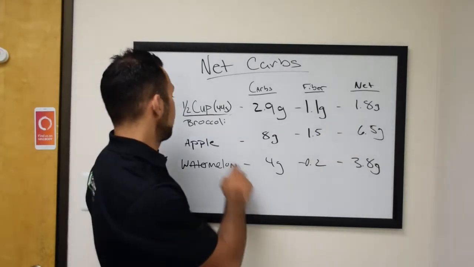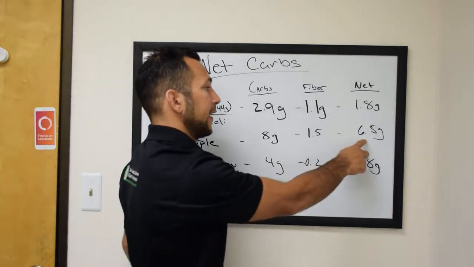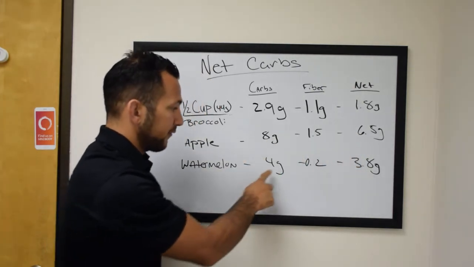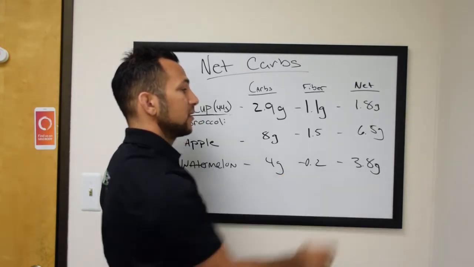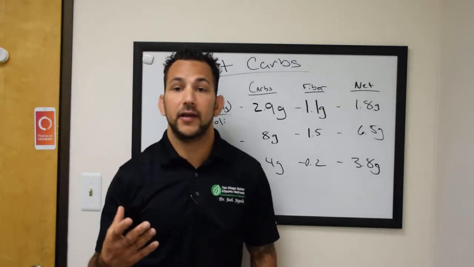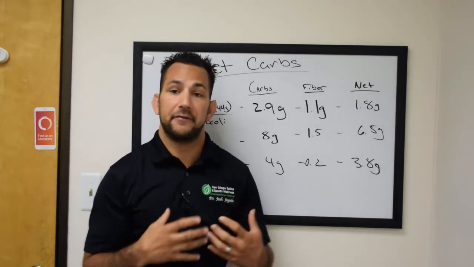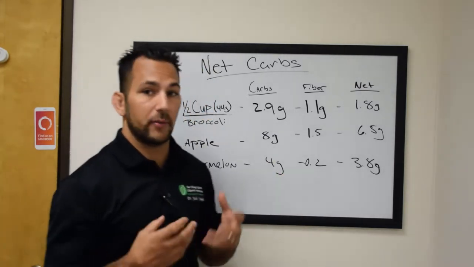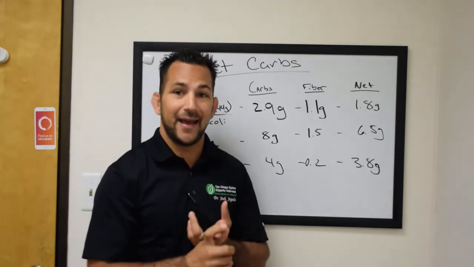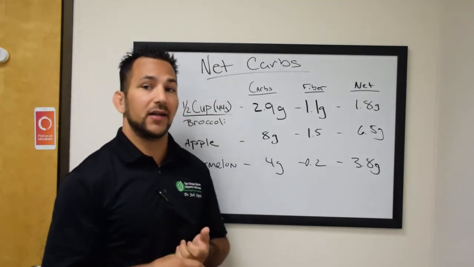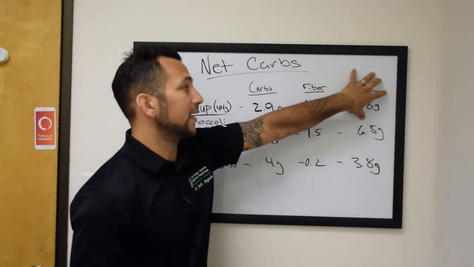So very minimal. Apples, we have 8 grams, 1.5 gram of fiber, and then a net of 6.5. Watermelon, we have 4 grams, 0.2 grams of fiber, and 3.8 grams. So those foods that are really sugary, but maybe don't contain as much fiber, are going to yield a higher net carbohydrate, right? But likely the broccoli, the spinach, the kale, celery, the green leafy things, they're going to have a lower carb count as well as a higher fiber, giving you a lesser net.